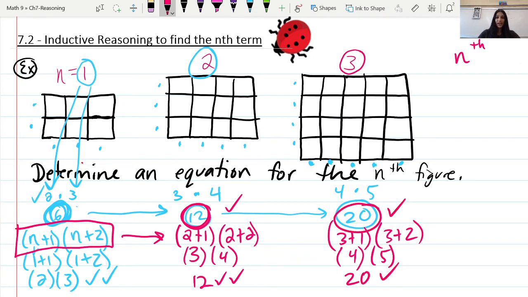So after all of that, to determine an equation, it would be n plus 1 times n plus 2. This is a little bit different than what we did last day, because last day we were looking at linear patterns where they had a common difference between them. This time we're looking at multiplication, and we want to relate the formula or equation back to the original figure number that we're working with.